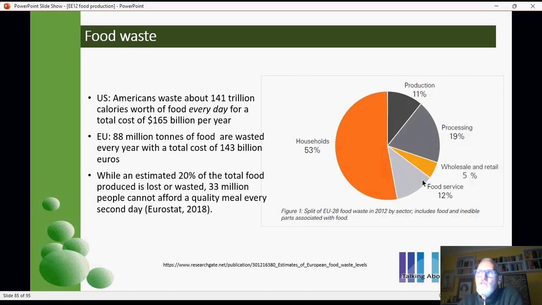The rest of it, now this refers to the EU agricultural system, which is relatively efficient, okay? But where is it being wasted? Some is being wasted in production, some is being wasted during the processing, some is being wasted in the distribution, okay, and some is wasted in the food service, okay? So wholesale and retail is distribution, and this is supermarkets and stuff. But I think we're already hearing more and more about supermarkets giving away food to food banks that's getting close to its sell-by date and what have you.